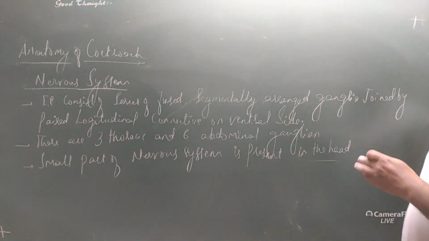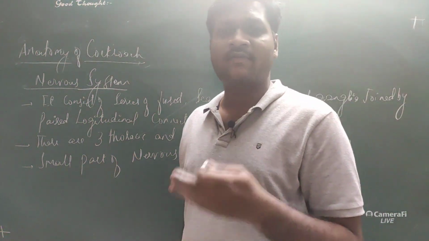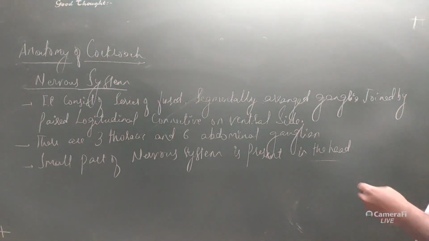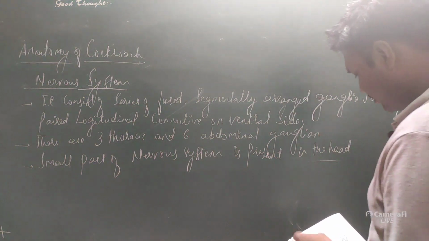A small part of the nervous system is seen in the head. Now if we cut the head of the cockroach, that cockroach may survive up to a week. Why? It is due to the presence of the distributed nervous system. Okay, so that is about it.